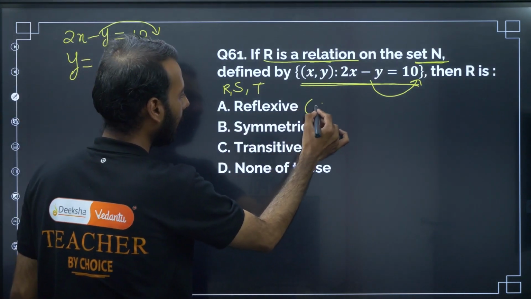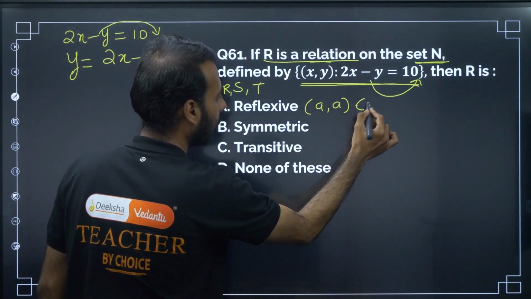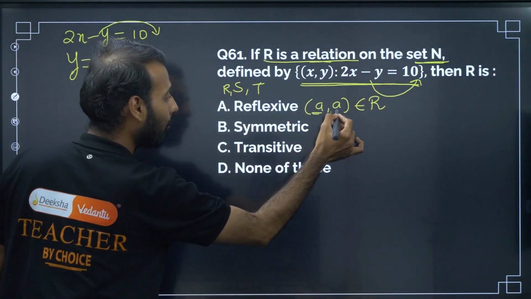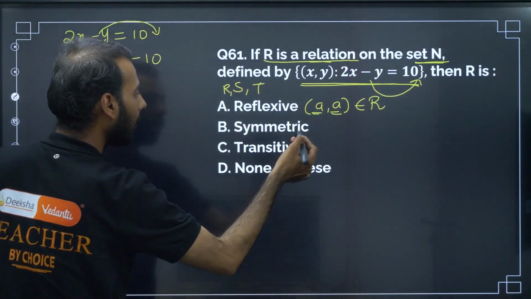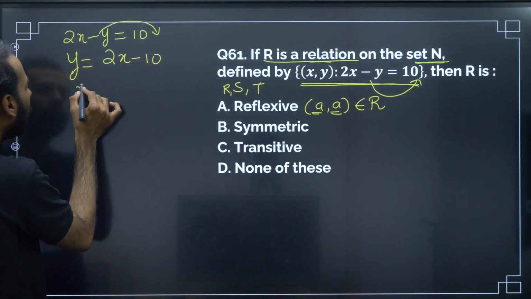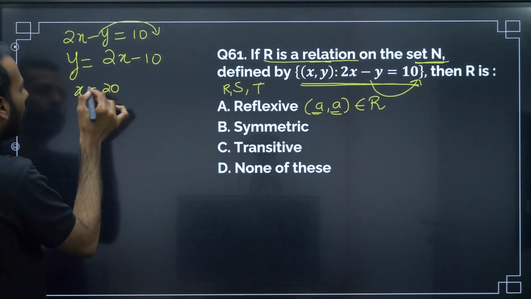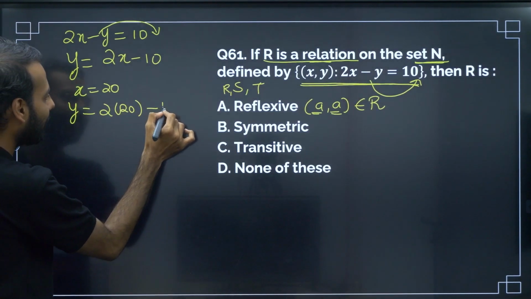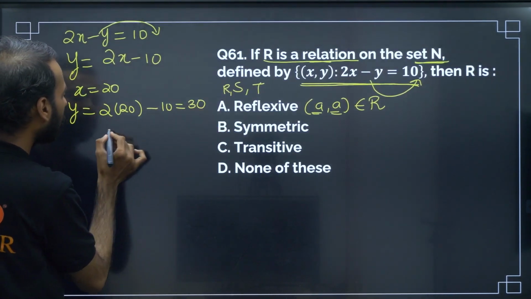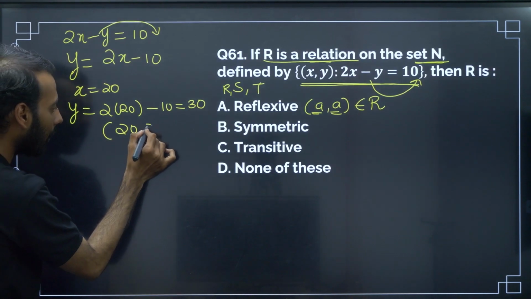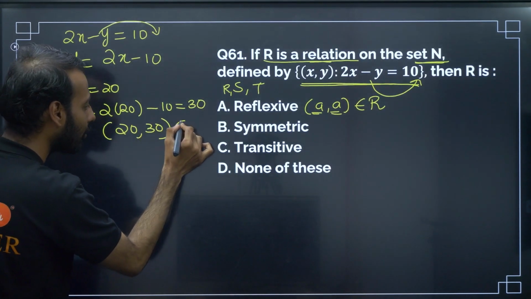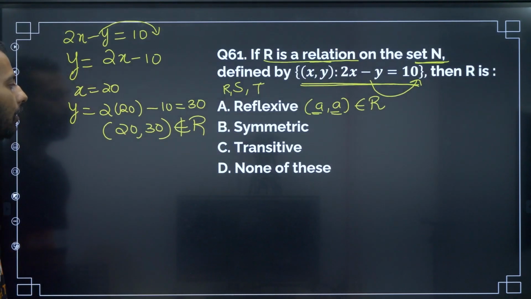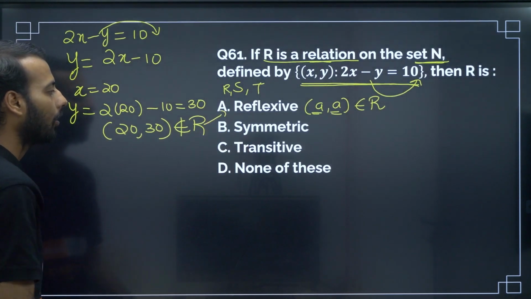What is reflexive? (A, A) should belong to R. That means whatever input we are giving, the same output we should get. Then only that relation will be considered reflexive. So if I give x is equal to 20, what am I going to get? y is equal to 2 times 20 minus 10, which is 30. So when I am giving 20 as input, I am getting 30 as output. That cannot be considered as a reflexive relation.